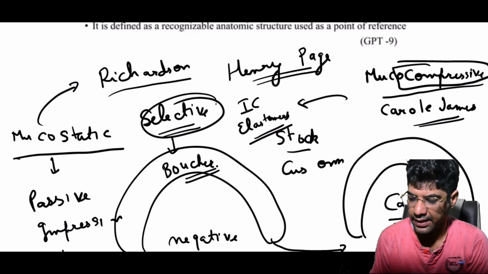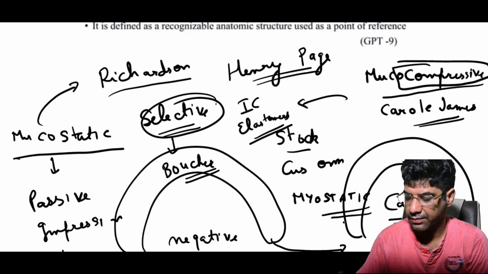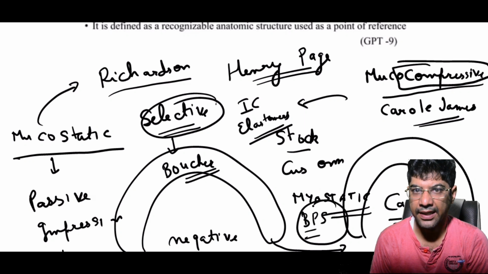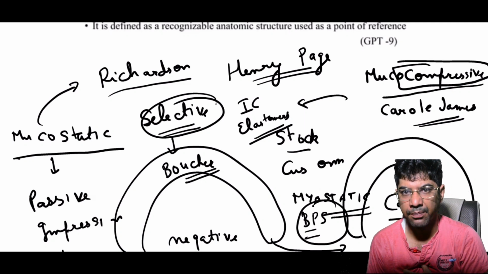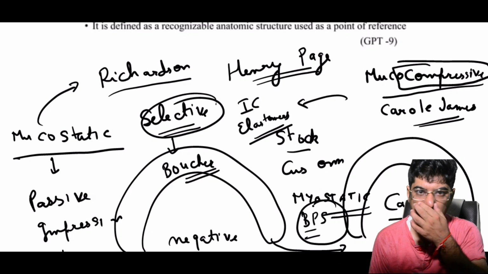The fourth is the myostatic impression technique. The myostatic technique was introduced for the BPS, that is biofunctional prosthetic system. It records impression with muscle attachment marked. So it has an accurate recording of border areas, complete. The disadvantages are the complexity in the border molding and potential for material issues.